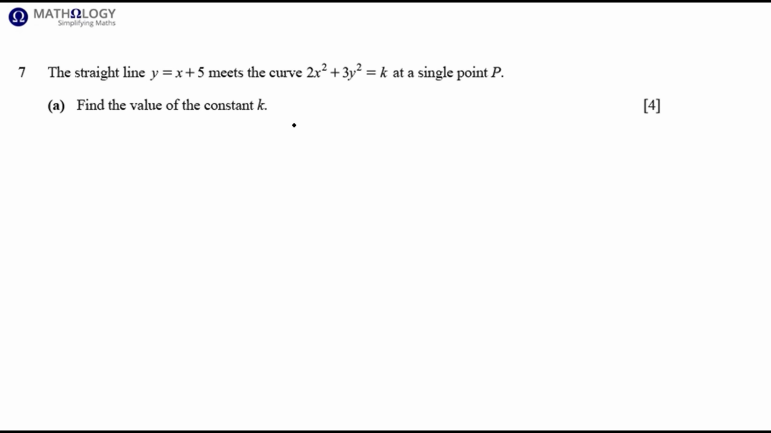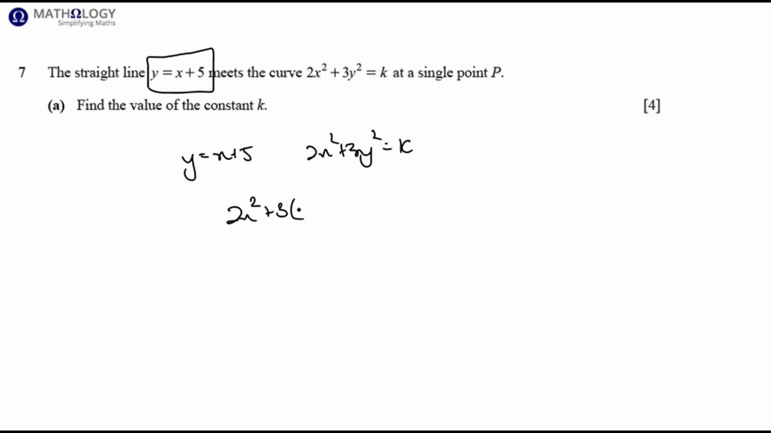Find the value of the constant k. The fact that the straight line meets the curve at a single point is essentially telling us that y equals x plus 5 is a tangent to this curve. So the fact that the straight line meets the curve means there's a point of intersection. So 2x squared plus 3 times (x plus 5) all squared equals k. 2x squared plus 3 times (x squared plus 10x plus 25) equals k.